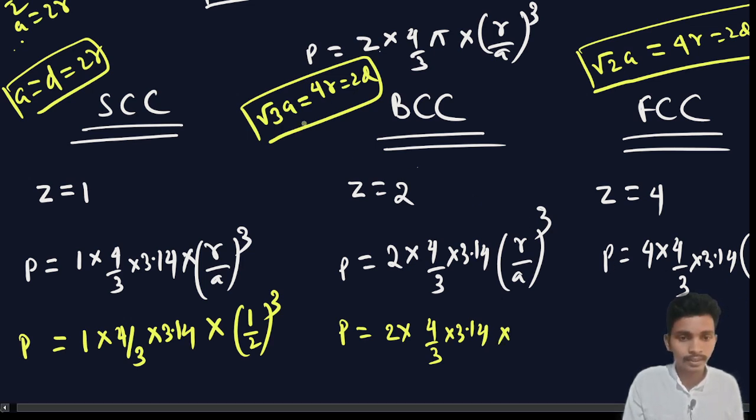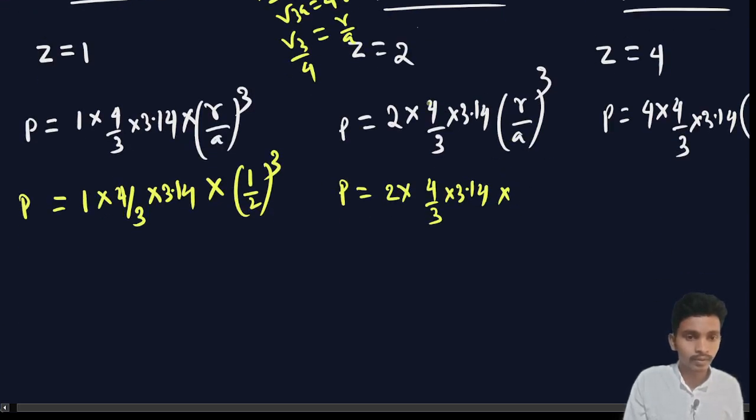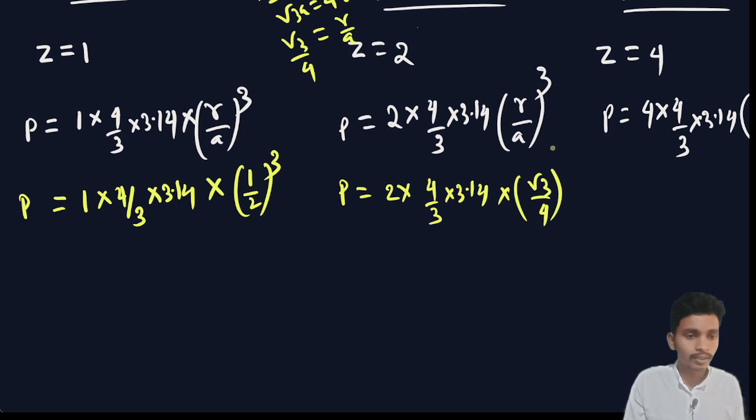For this case, let's say root 3A equal to 4R. So take this A to here, R upon A will be root 3 upon 4. So R upon A is root 3 upon 4, and this is whole cube.